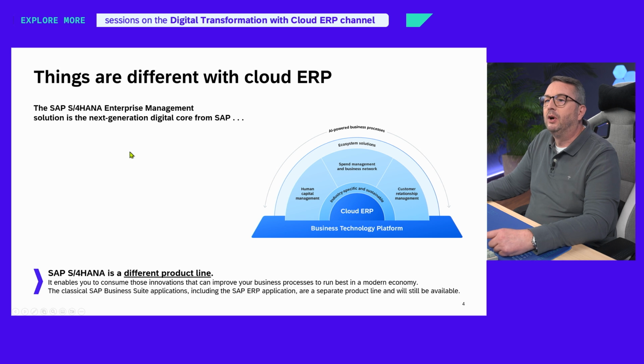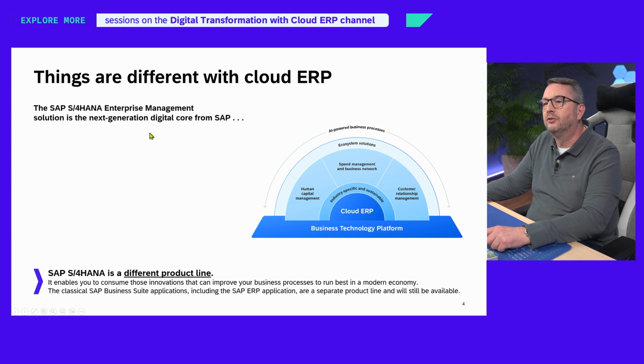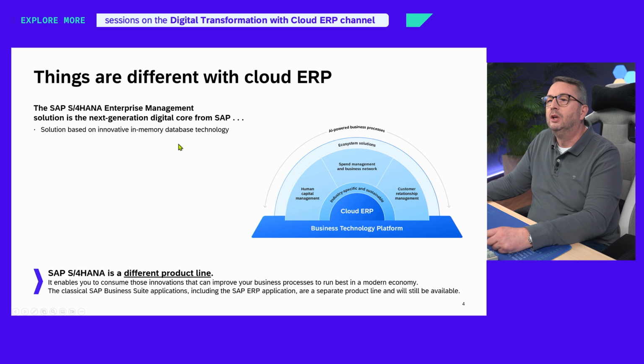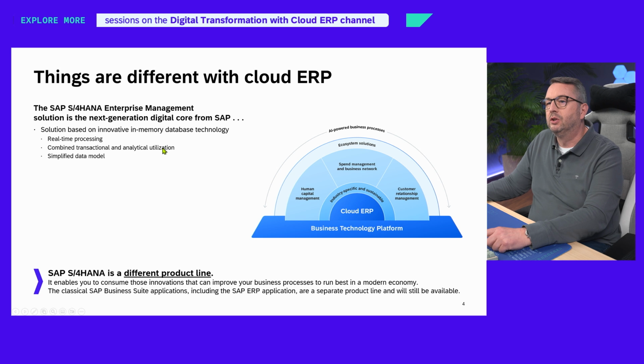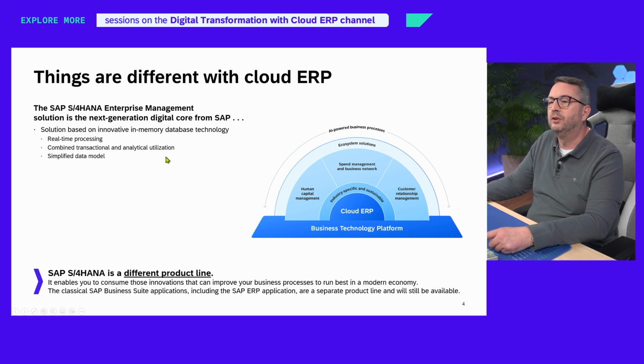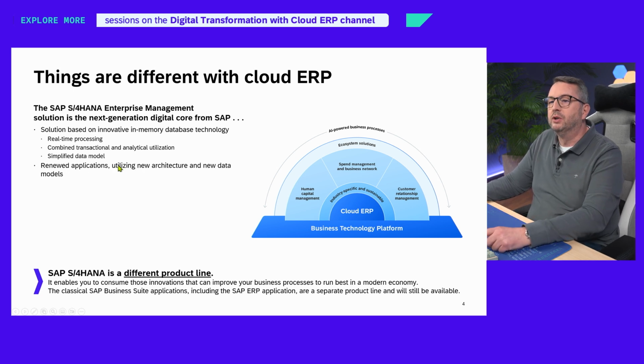Besides this, SAP S4HANA Enterprise Management Solution is the next generation digital core from SAP. That means this product has been especially designed to take advantage of the innovative in-memory database technology from SAP HANA, which comes with a lot of interesting capabilities such as real-time processing. You can do combined transactional processing in real time, and at the same time analytical utilization of the same data. It also gives us the possibility to drastically simplify the data model which we use for the technical representation of our business objects.